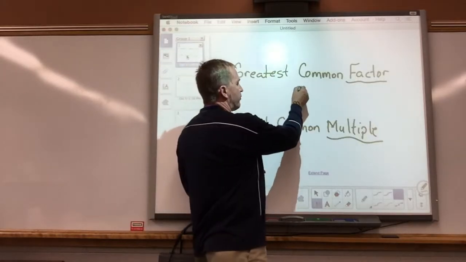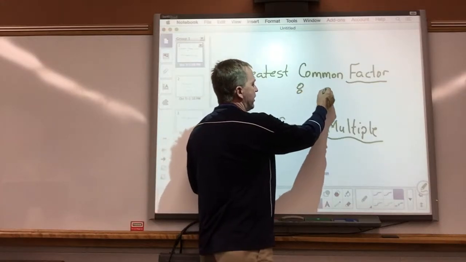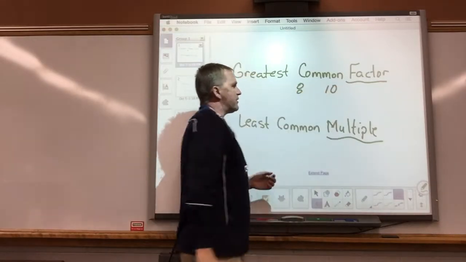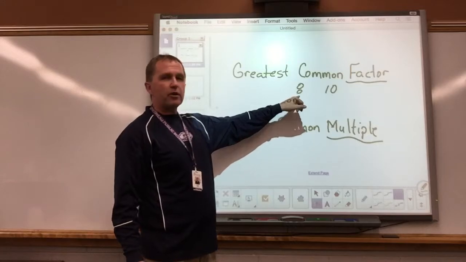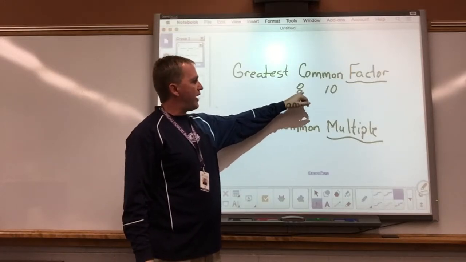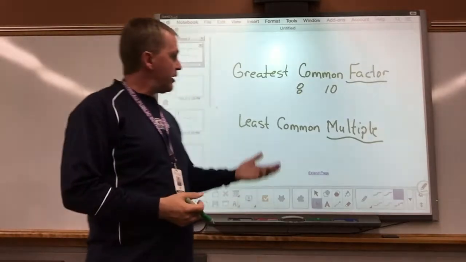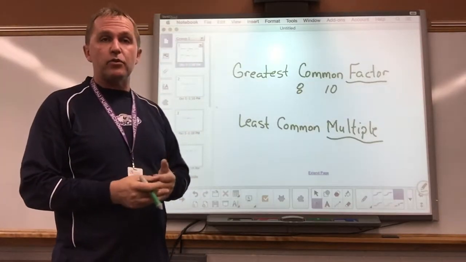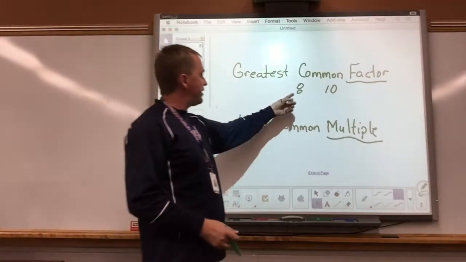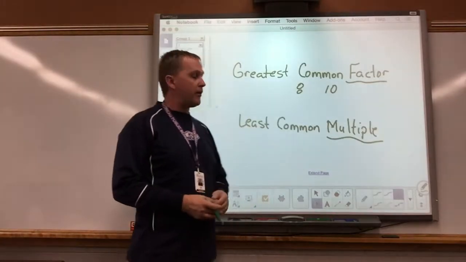So as an example, if the problem said, find the greatest common factor of 8 and 10, we would be looking for the largest number that goes into both 8 and 10. It's going to be a number that's smaller than both 8 and 10. And maybe by looking at that, you could say, well, it's 2. 2 is the biggest number that goes into 8 that also goes into 10.